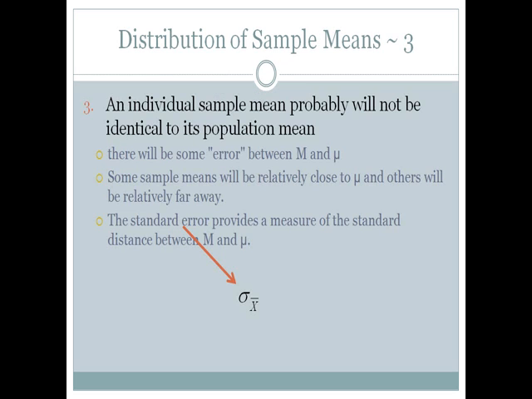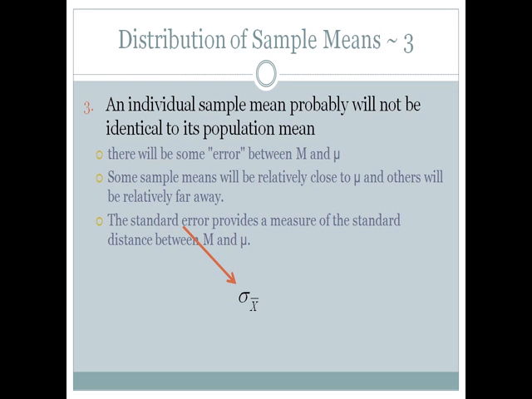Third is that any individual sample mean will most likely not be identical to its population mean. There will be some error between the sample mean and the population mean.